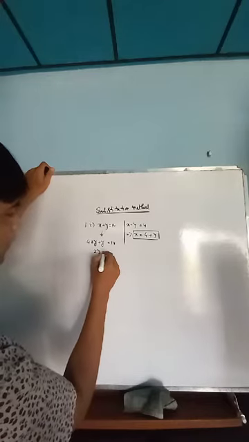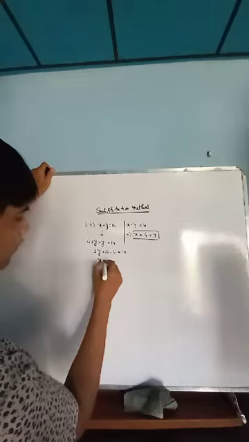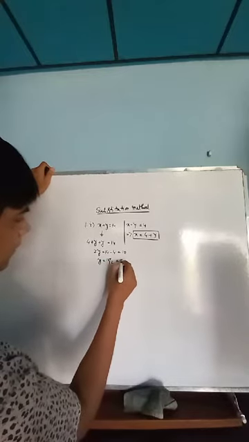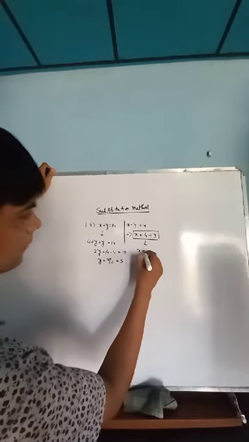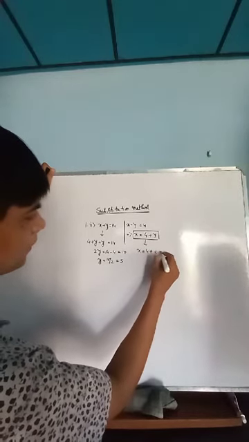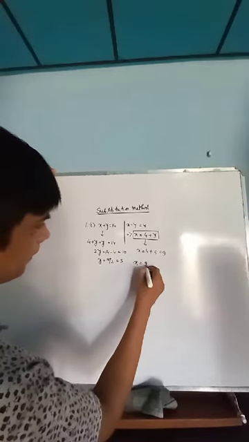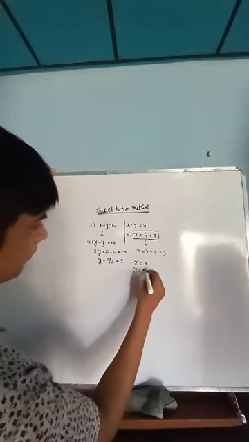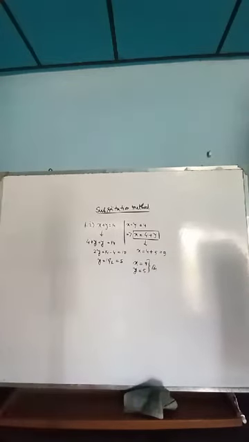So 2y is equal to 14 minus 4, that is 10. So y value is 10 by 2, that is 5. Now put it here. x value is what? 4 plus 5, that is 9. So your answer will be what? x value will be 9 and y value will be 5. This will be your answer.